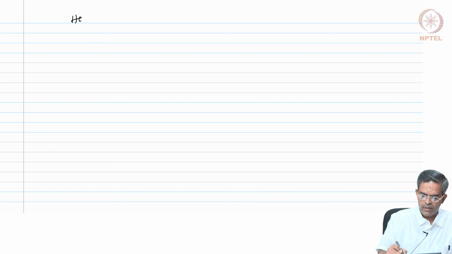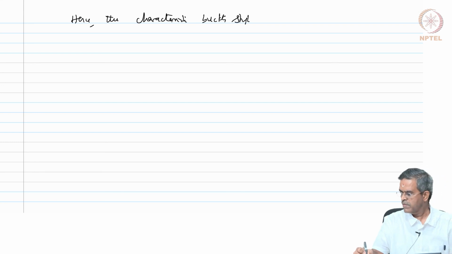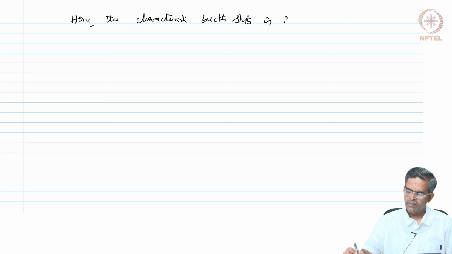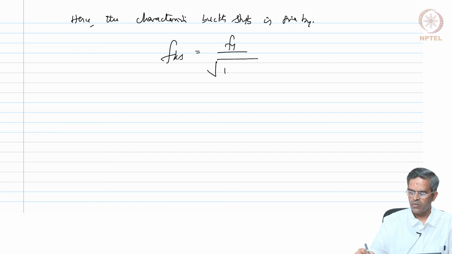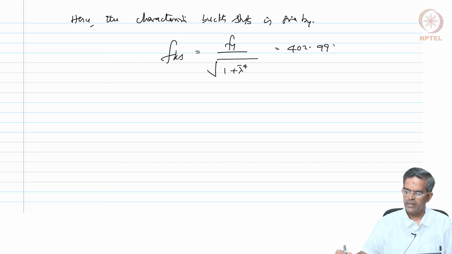Okay. Hence, the characteristic buckling strength is given by Fks, which is Fy by root of 1 plus lambda to the power 4, which is 402.996 megapascal.